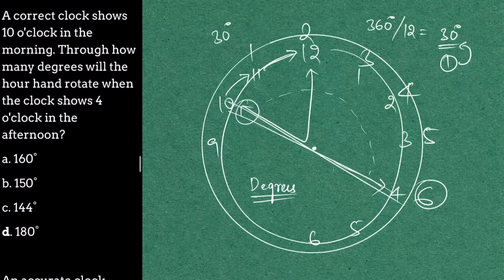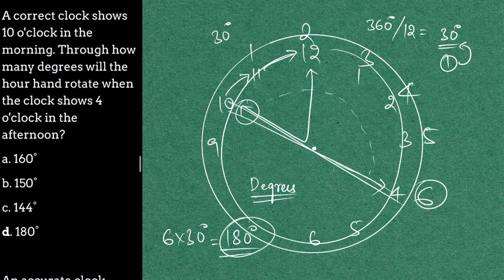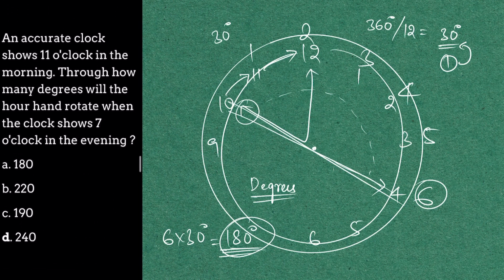So 6 hours into 30 degrees per hour will get us 180 degrees. So therefore in this case we can easily say the clock would have to cover 180 degrees to move from 10 to 4. That was easy. Let's move to the next one, again related to clocks.